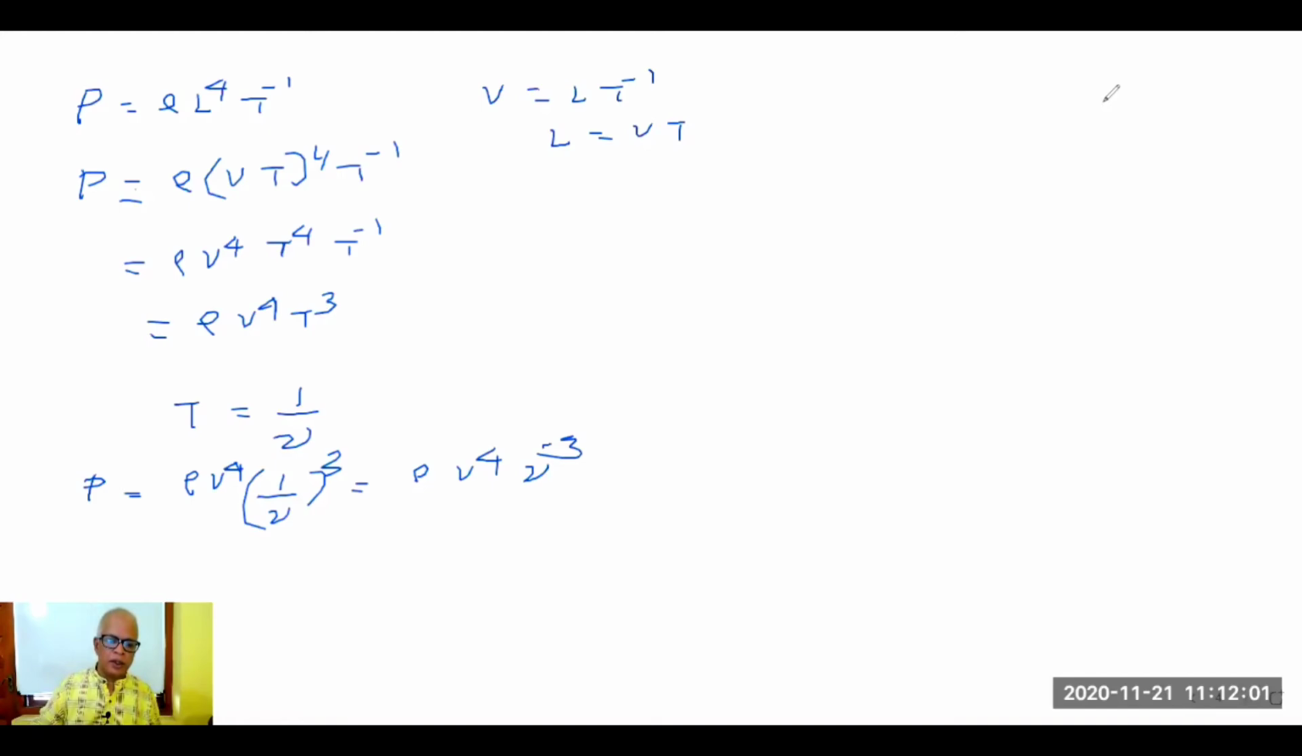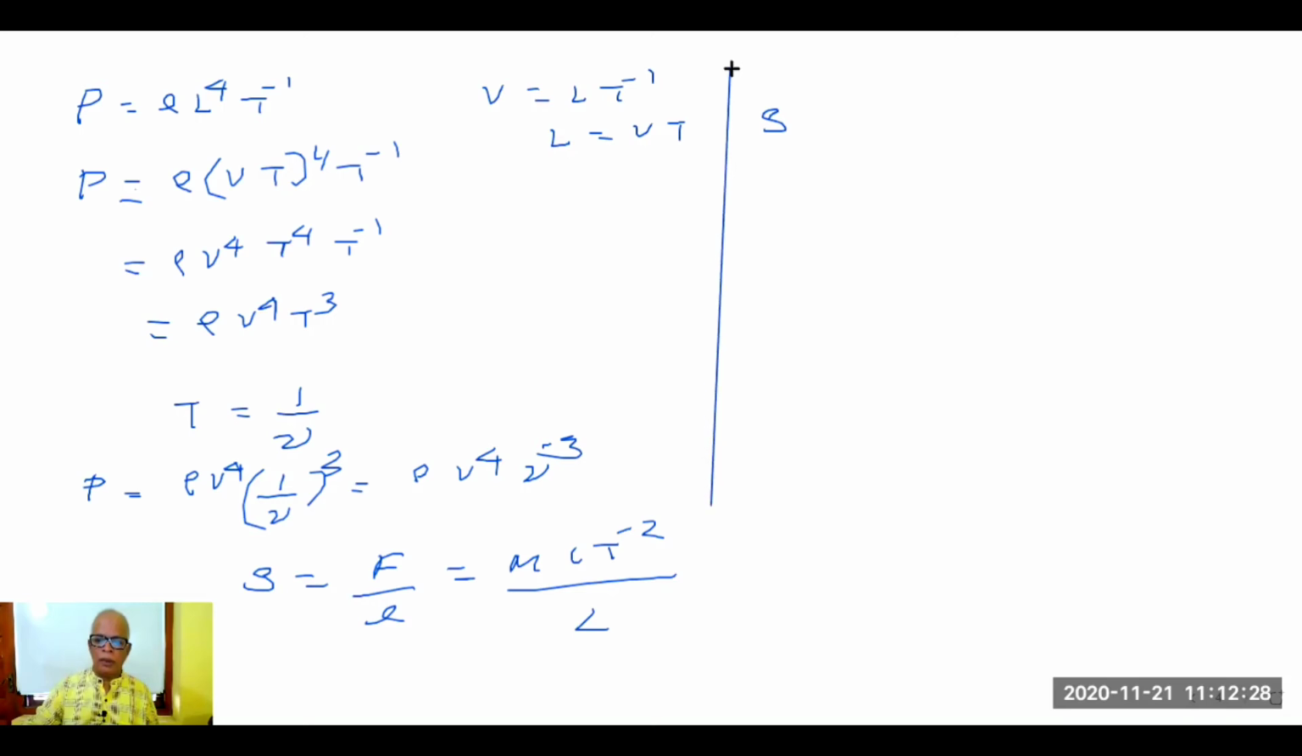Next question, surface tension. What is surface tension? Surface tension S is equal to F by L. So MLT minus 2 divided by L. So the surface tension dimension is S is equal to MT minus 2. Okay. Surface tension is MT minus 2. Now, we will find out the value of M.